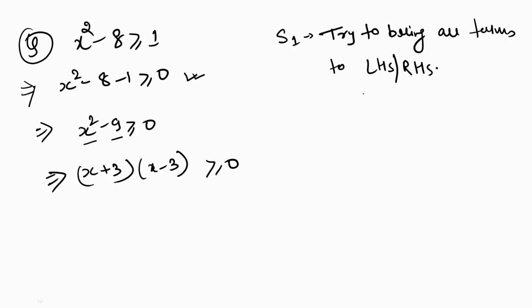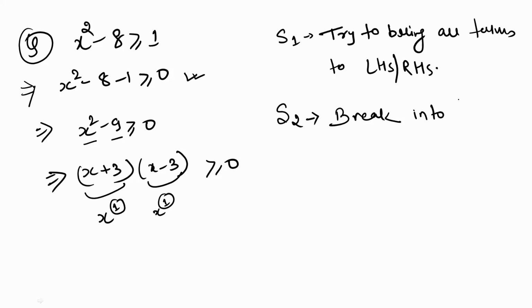After that we always try to factorize. See here I have factorized it, right? Have you seen that? This is a factor, this is a factor. And here x has power 1 only. Here also x has power 1. Have you seen it? But we have to find a quadratic equation. I got it. So the second step is break into factors.